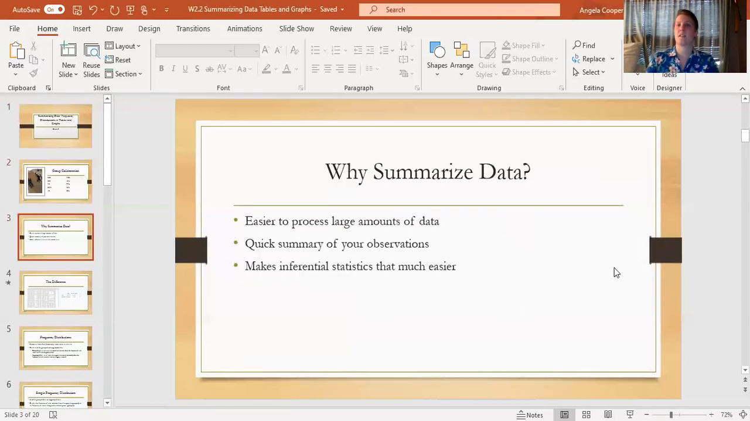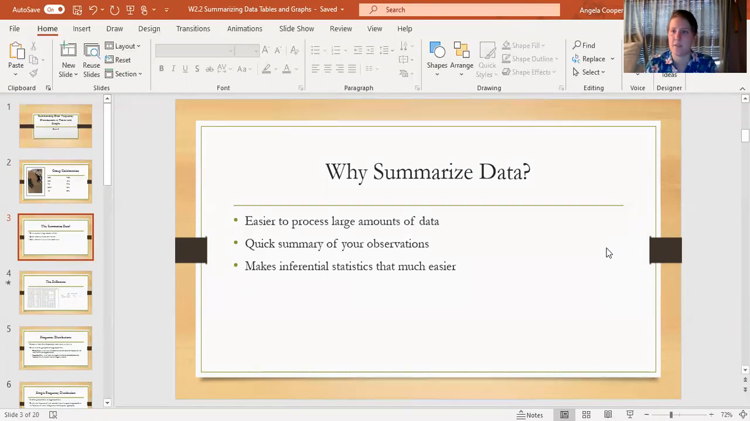Anyway, let's get started on why do we summarize data? Well, it's easier to process by summarizing large amounts of data. As I mentioned in last lecture, when we have a lot of cases or just a lot of individual scores that we're having to examine, to compare with, it's easier to summarize it quickly as opposed to going through each and every single individual score and dictate things from that. It's a quick summary of observations.